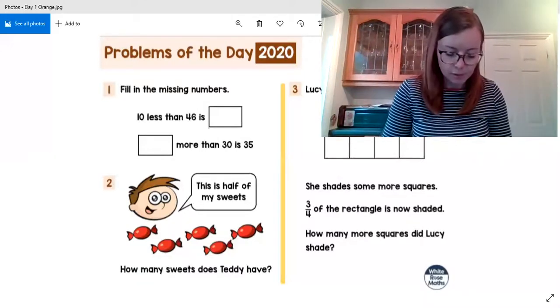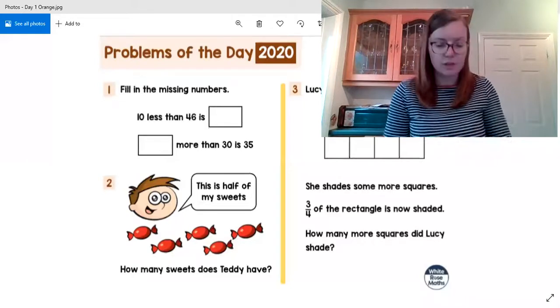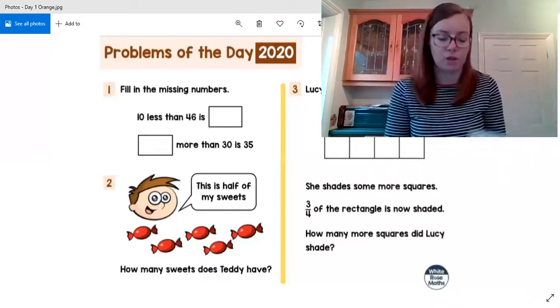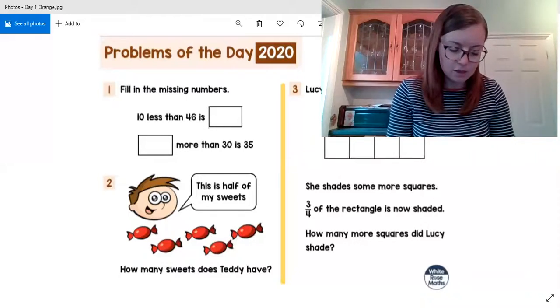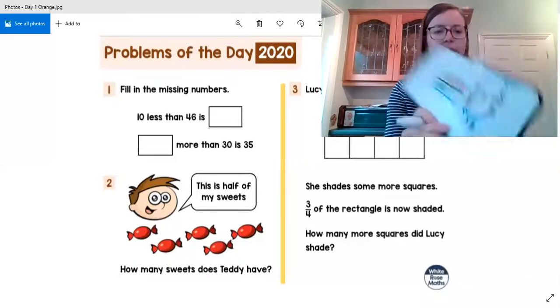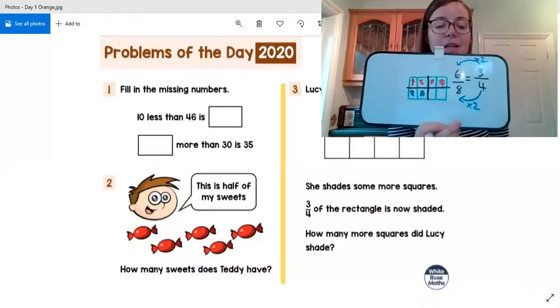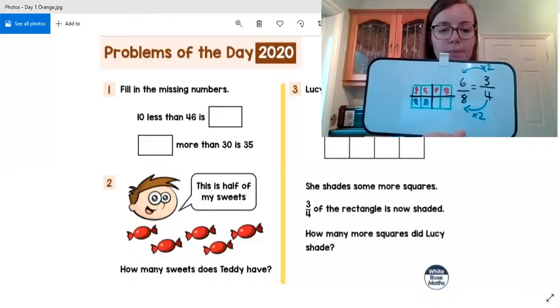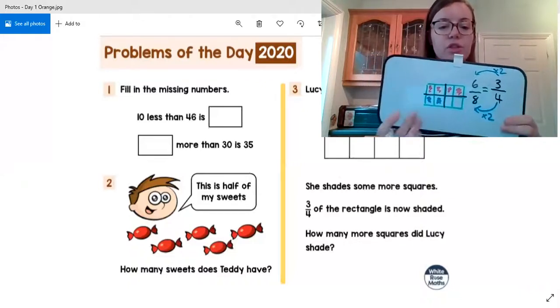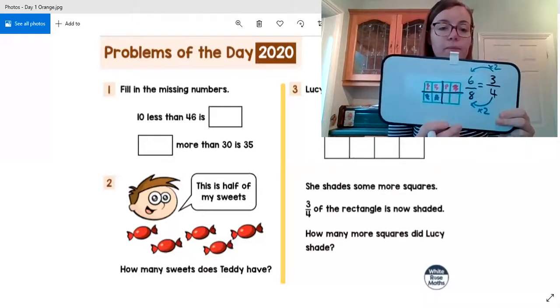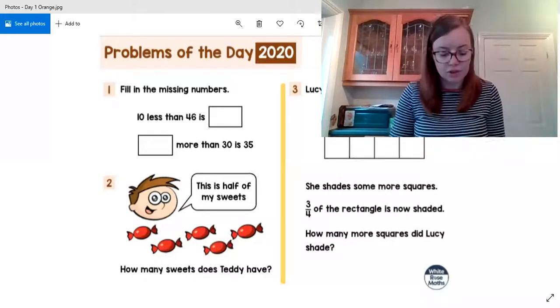Let me just get my arrow the right way around. So whatever we do to the 4, times by 2, we have to do to the 3. Is 3 times 2 6? I hope it is. Yes, it is. So 3/4 and 6/8 are equivalent fractions. So Lucy coloured in 2 more squares, to make 6/8 or 3/4. And that's day 1 of the orange questions done.